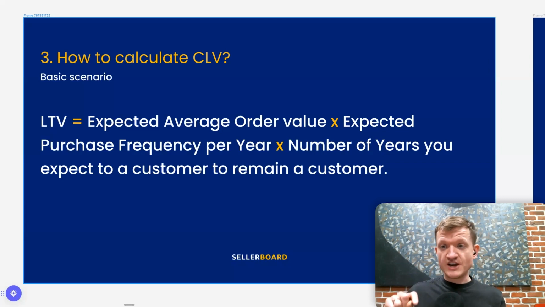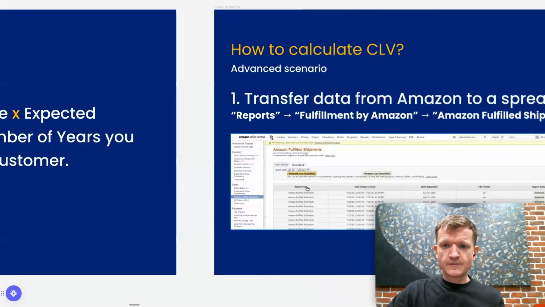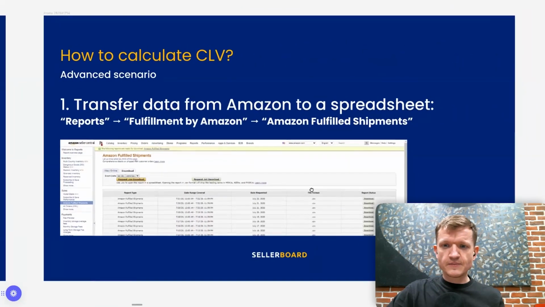these metrics change very fast. So in order to do the math, you need to repeatedly do these calculations. This is not very convenient, but if you want to do it, there's a method, and I'm going to show you exactly how you can do it. First of all, you need to access your reports. You can do that in your Amazon Seller Central account. So you need the Amazon Fulfilled Shipments report. You can pull that CSV, and you need to transfer it into a spreadsheet.